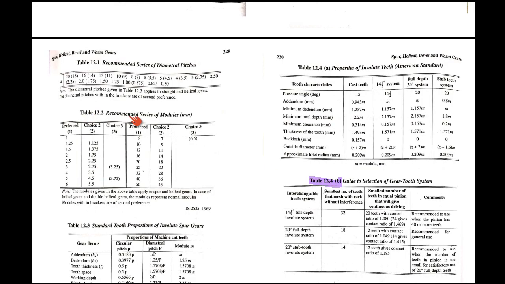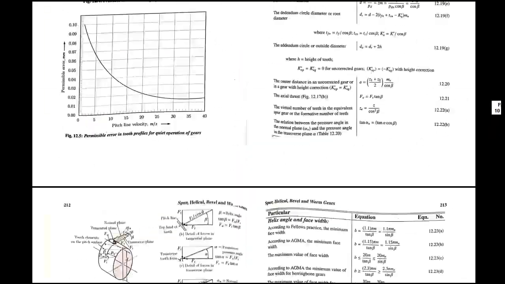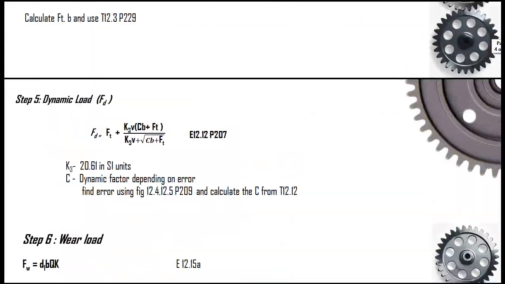This is the recommended series of modules on page number 229, table 12.2. The first column gives you the preferred values, so you can go for the preferred value and select it. If it is not listed here, we have to go for the higher module, not the lower one. That is how we complete step number 3.